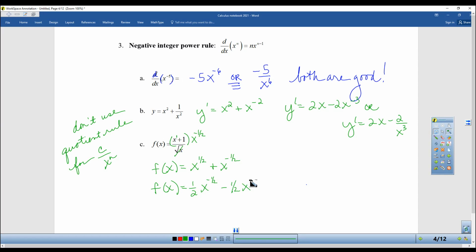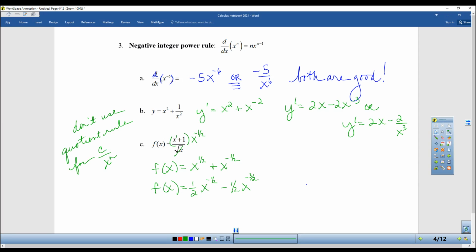And same thing here. What's negative 1/2 minus 1? Negative 3/2. Okay, if you're in the honors class, you did your job. You found the derivative. Done. You can box your answer and stop here.